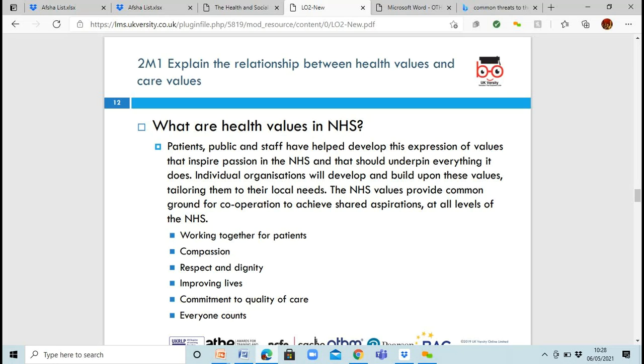So what are health values in the NHS? You've got patients, public and staff, and this has helped to develop the expression of values that inspire the NHS. And they also underpin every single thing that happens within the NHS. Any individual organizations will also build upon these values, and they tailor them or tweak them depending on what their needs are. Now, the values are here: working together for patients, compassion, respect and dignity, improving lives, commitment to quality of care, and everybody counts.